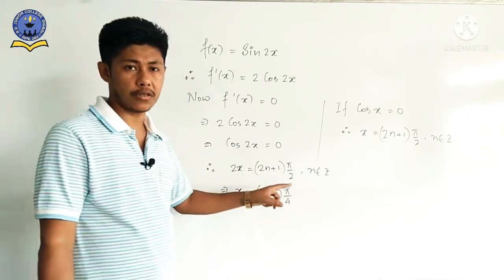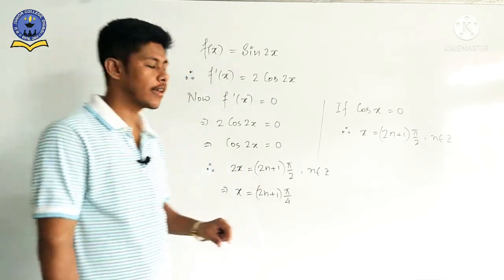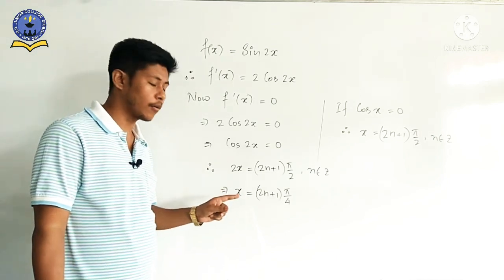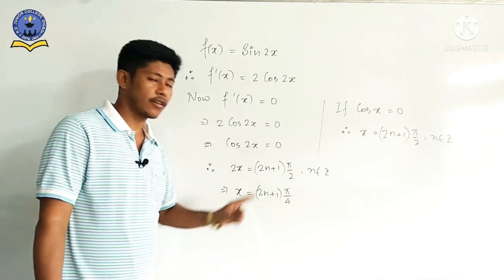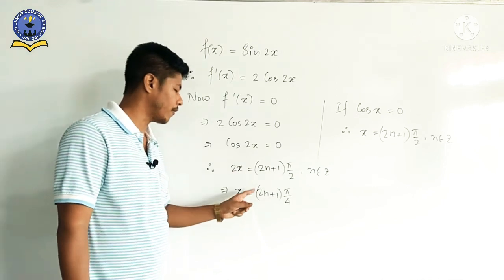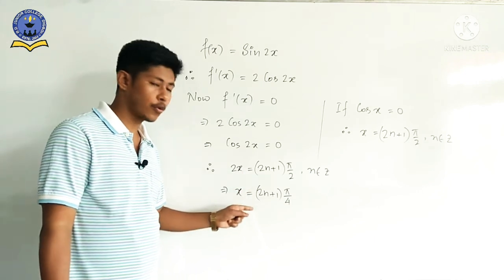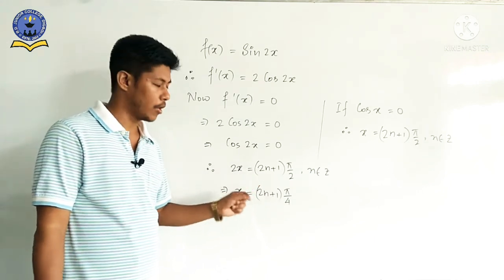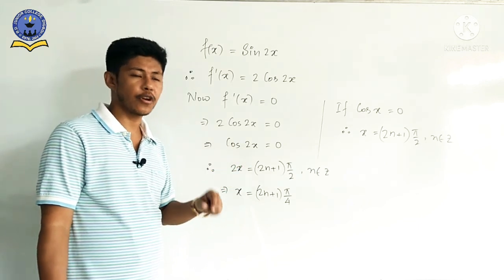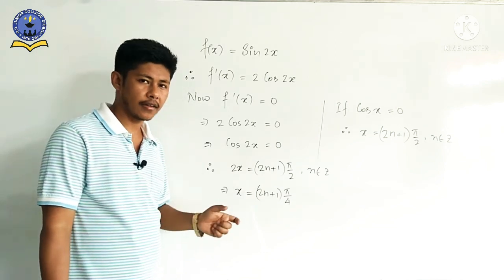We have written the general form. Now the range is given from 0 to 2π. For that reason, in place of n we have to put integer values, starting from 0: put 0, put 1, put 2, put 3. After putting them, the angles that lie between 0 and 2π are the values we consider, and those will be our critical points. Is it clear?